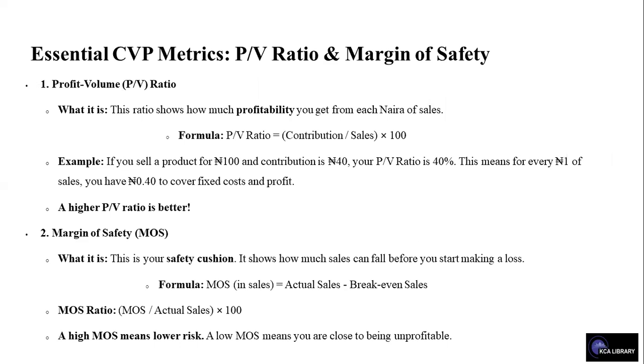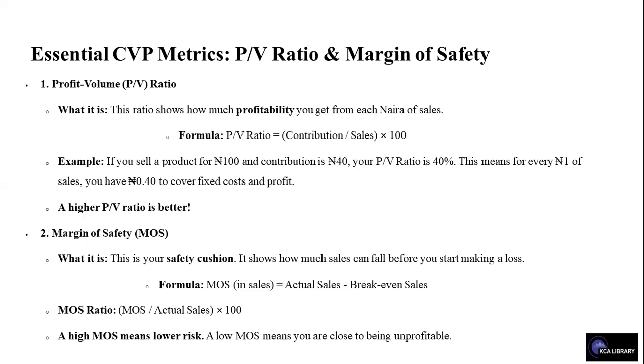And when we talk about the PV ratio, it actually shows how profitable you are from each naira of sales. And you see this formula there. If you sell a product for 100 naira, contribution is 40 naira. Your PV ratio is 40%, and that is 40 divided by 100, multiplied by 100, and that gives you 40%. And this means for every 1 naira of sales, you have 40 kobo to cover fixed cost and profit. And a higher PV ratio is better.